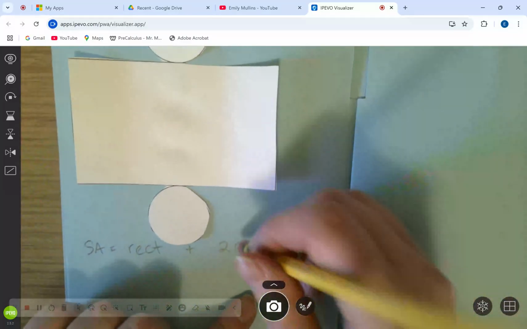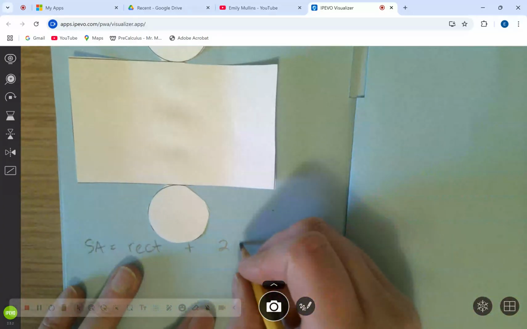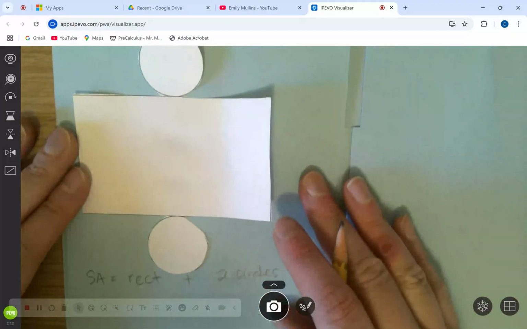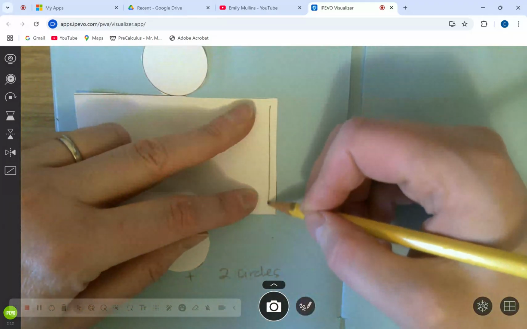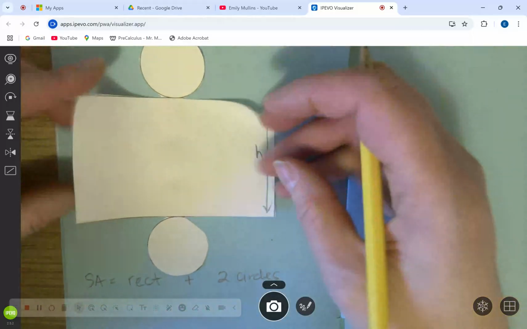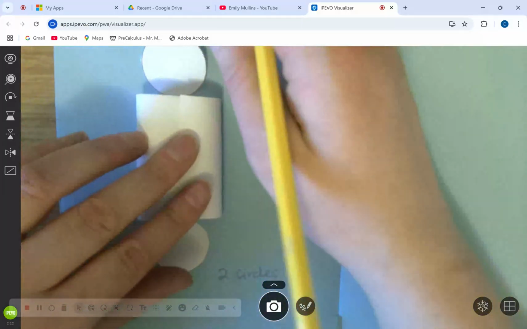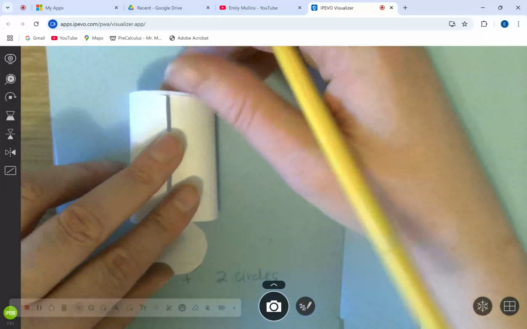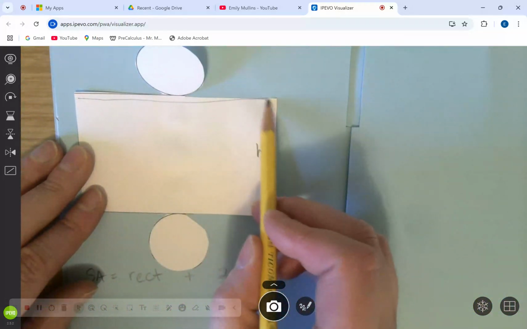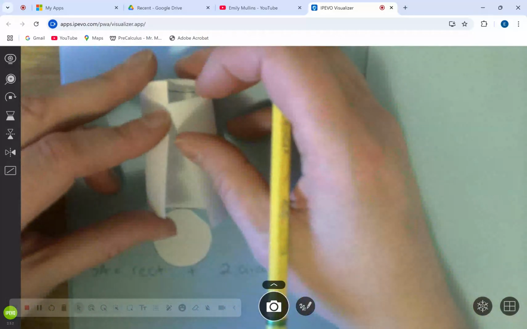And maybe I should write out the word circles, because that looks like O's. It looks really weird. Let's write the word two circles. So for my rectangle, my height is just going to be my height. But it's really kind of interesting here because when I roll this up and think about matching this up, this distance from here to here along the top of that rectangle matches with the distance all the way around that circle.